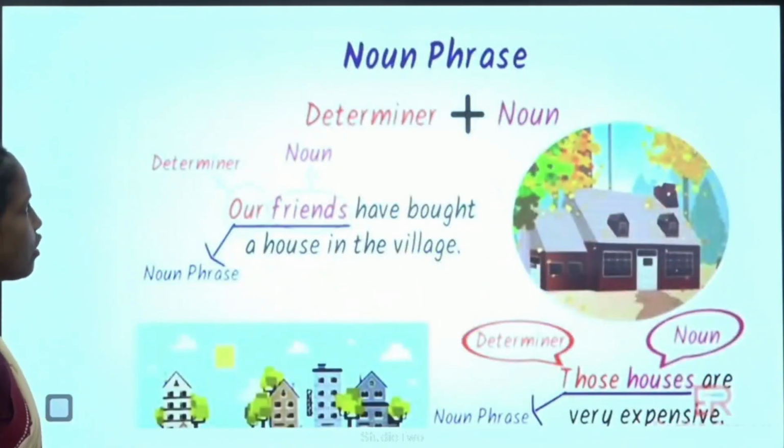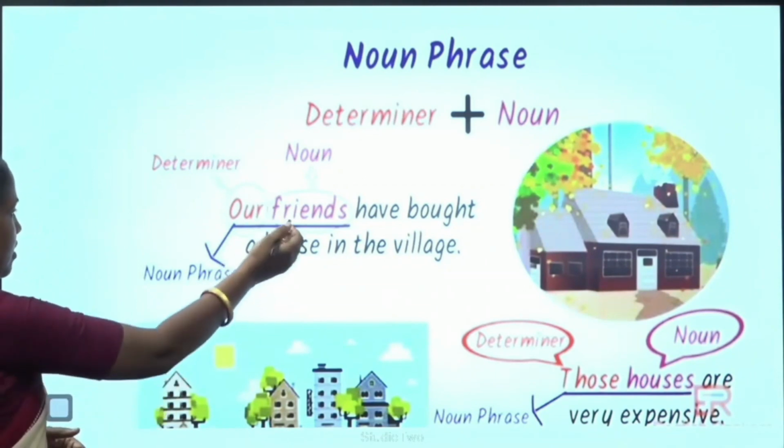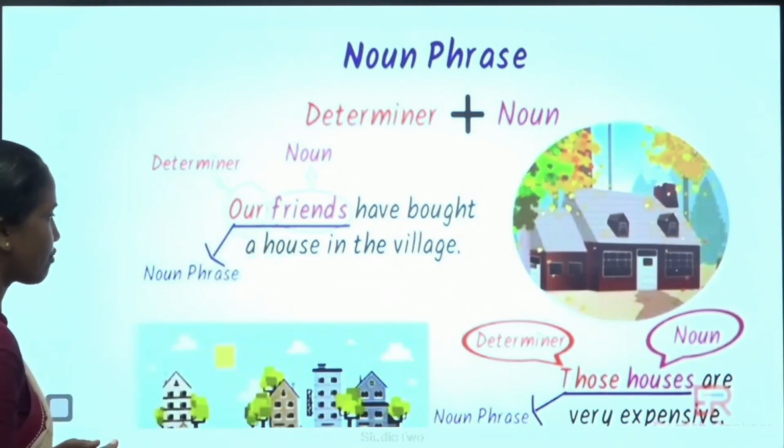Next you see noun phrase: determiner, then noun. So here is the example. Our friends have bought a house in the village. Our is the determiner, friends is the noun. So this part is the noun phrase.